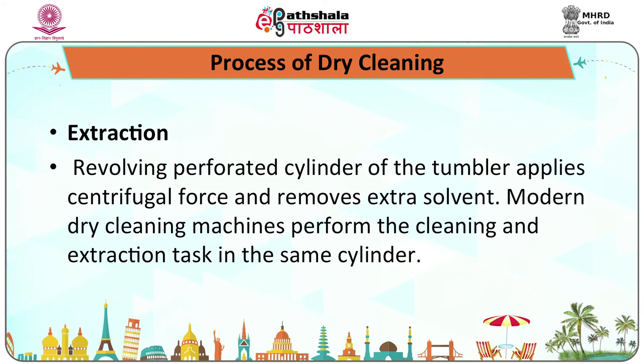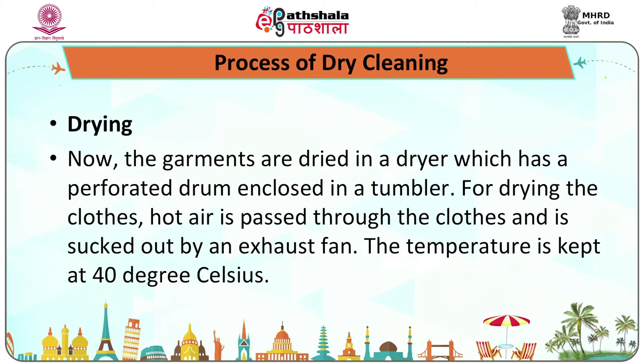Extraction. The revolving perforated cylinder of the tumbler applies centrifugal force and removes extra solvent. Modern dry cleaning machines perform the cleaning and extraction tasks in the same cylinder. Drying. Now the garments are dried in a dryer which has a perforated drum enclosed in a tumbler. For drying the clothes, hot air is passed through the clothes and sucked out by an exhaust fan. The temperature is kept at 40 degrees Celsius.